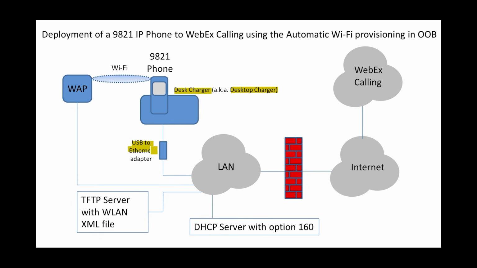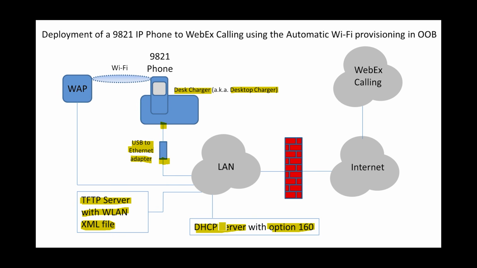I'll review which specific adapter I'm using in a few moments. But what this provides is this connects to the USB port on the desk charger. The other side will provide the Ethernet RJ45 connection. And then within this deployment, the other two key items to note is we have a PC acting as a TFTP server, and that'll be hosting the WLAN XML file, which we'll cover in a few moments as far as the configuration. And then we also have the local DHCP server set up with option 160.